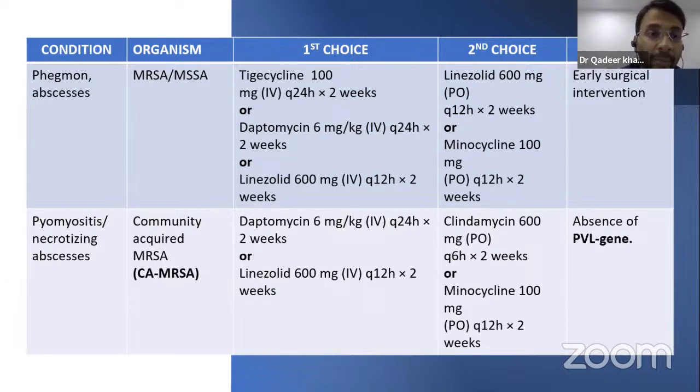If it is necrotizing infection or pyomyositis, we should know whether it is community acquired or, if the patient is in hospital, hospital acquired. We should know the basic antibiogram, and to target those organisms we should start with the most appropriate antibiotic, like daptomycin or linezolid. For clindamycin, appropriate dosing is also required. In most cases, we see inappropriate dosing can lead to these resistant infections. Clindamycin 600 mg every 6 hours for 2 weeks, or minocycline 100 mg every 12 hours for 2 weeks.